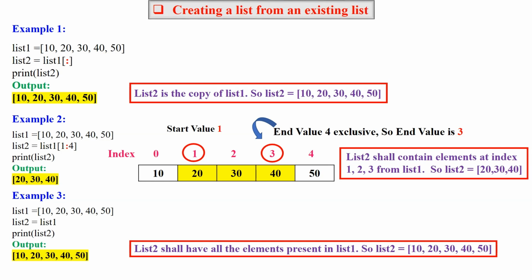Example 3. This code creates a list called list1 with elements 10, 20, 30, 40, 50. In the second line, list2 = list1 assigns list1 to list2. However, instead of creating a new list, list2 now refers to the same list object as list1. This means that both list1 and list2 point to the same memory location where the list is stored. Finally, it prints the contents of list2. Since list2 is referencing the same list as list1, it will display 10, 20, 30, 40, 50 in the console.